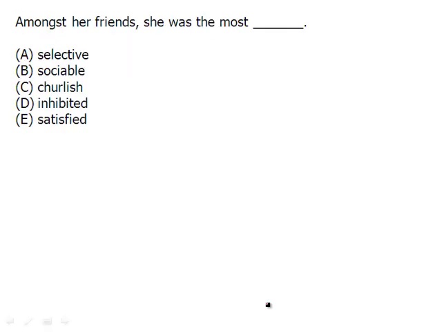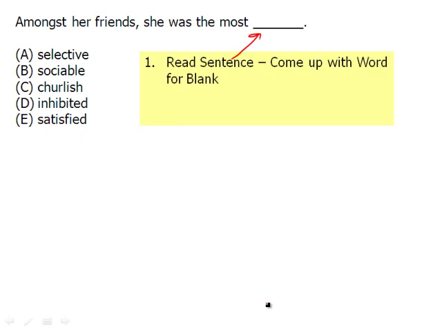So first off, let's meet what looks like a text completion. Amongst her friends, she was the most blank. So what should I do? Well, I should try to come up with a word here that goes in the blank. Well, her friends are kind of boring, I'm guessing, so she was the most fun. Well, maybe her friends were actually the fun ones and she was the most boring. Or perhaps it has nothing to do with fun or boring. Maybe she's just really sad, or wait a second, I could go on forever because she could be anything. That is, any word could go in the blank.